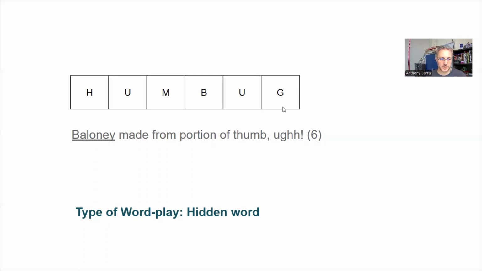So humbug is also made from portion of thumb. So it comes from a portion of a piece of thumb ugh. So within thumb ugh, we actually get a word that's hidden in there, and you could see humbug hidden inside thumb ugh.